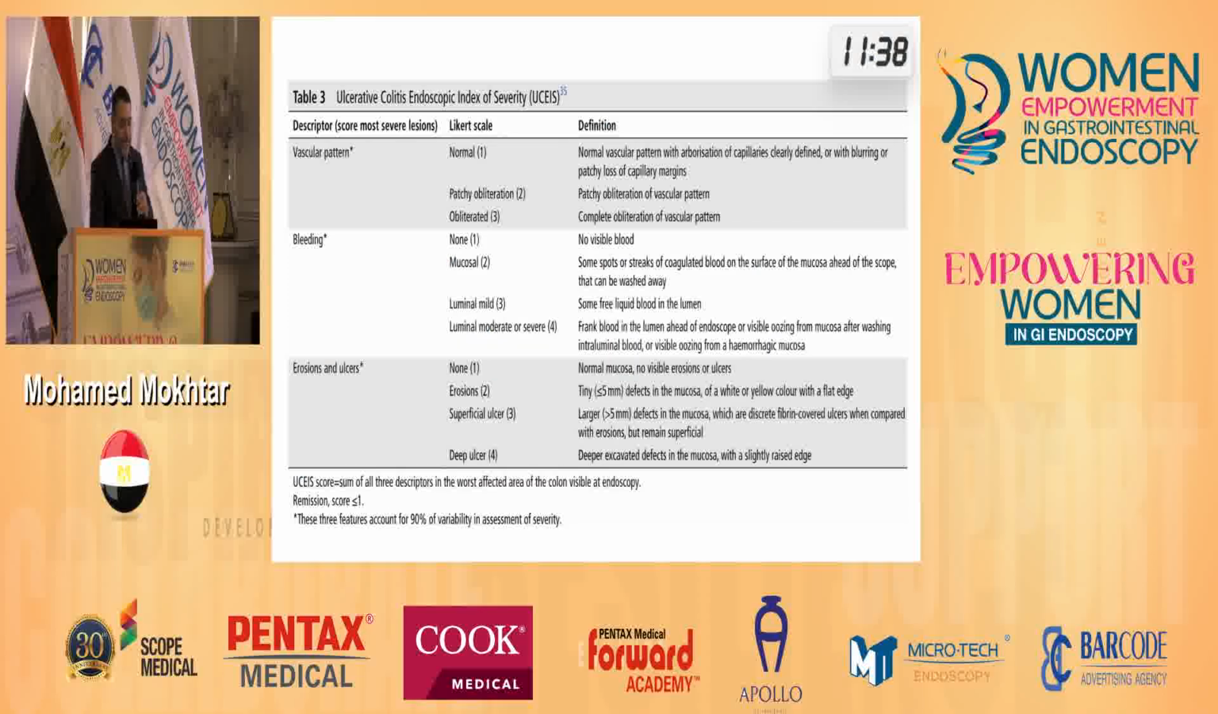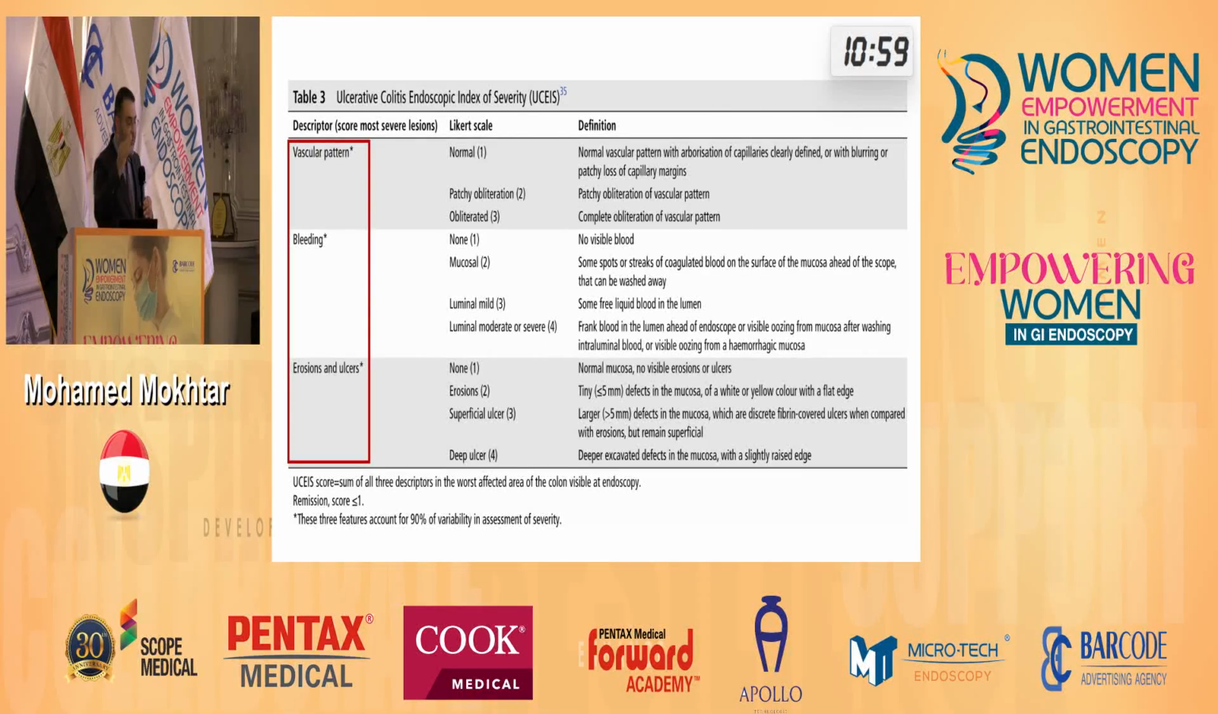So let's go to the Ulcerative Colitis Endoscopic Index of Severity. We have three descriptors: the vascular pattern, the bleeding, and the erosions. The vascular pattern is graded 1, 2, and 3: 1 is normal, 2 is patchy obliteration, 3 is fully obliterated. Bleeding is graded 1 to 4: 4 means frank luminal bleeding, 3 is just spots in the lumen, and 2 is just mucosal bleeding, not a free passage of blood in the lumen. The erosions and ulcers are classified from 1 to 4.